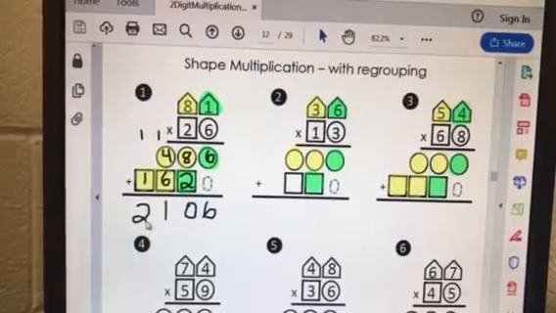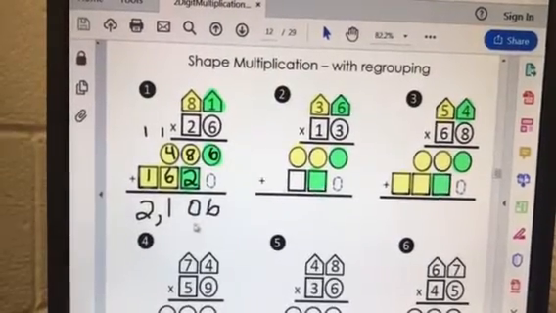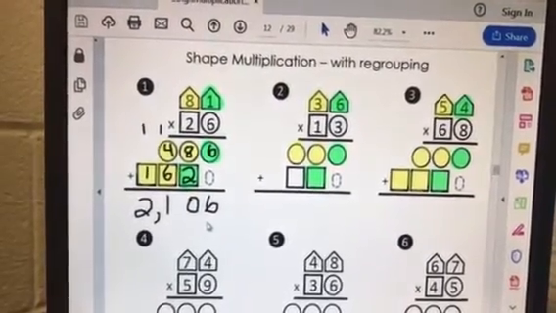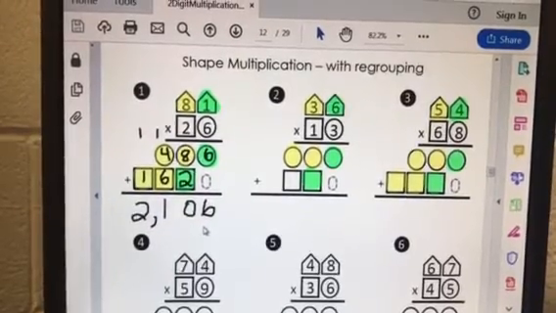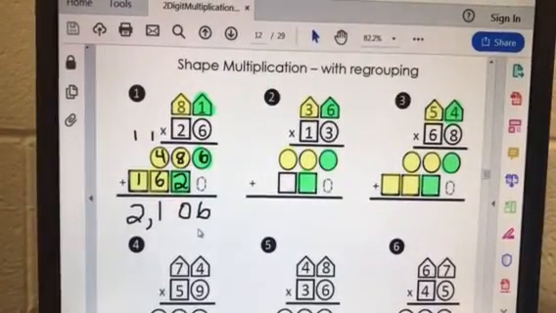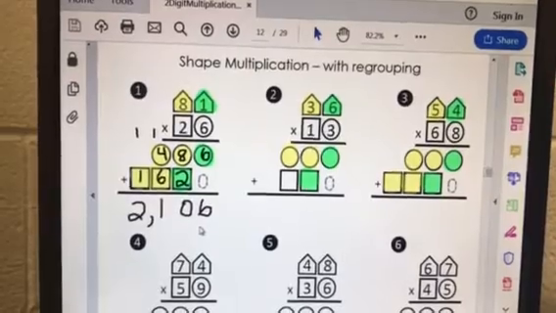So my final answer is 2,106. So we can say that the product of 81 times 26 is 2,106.